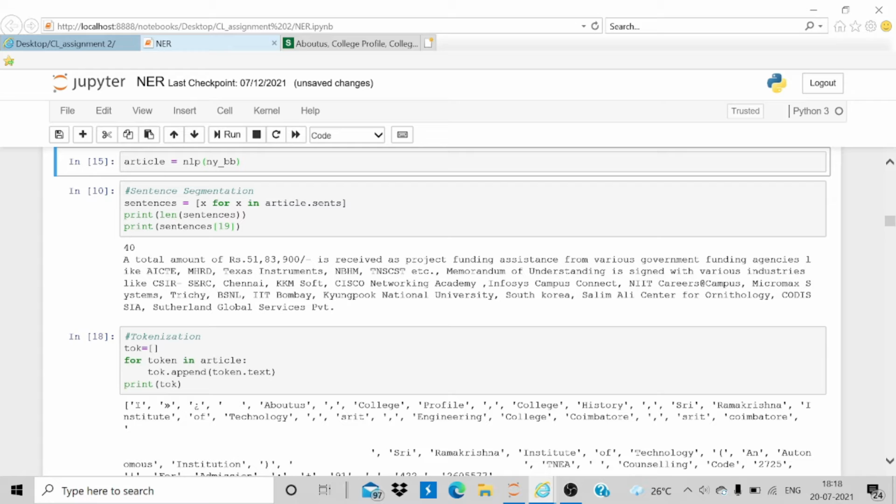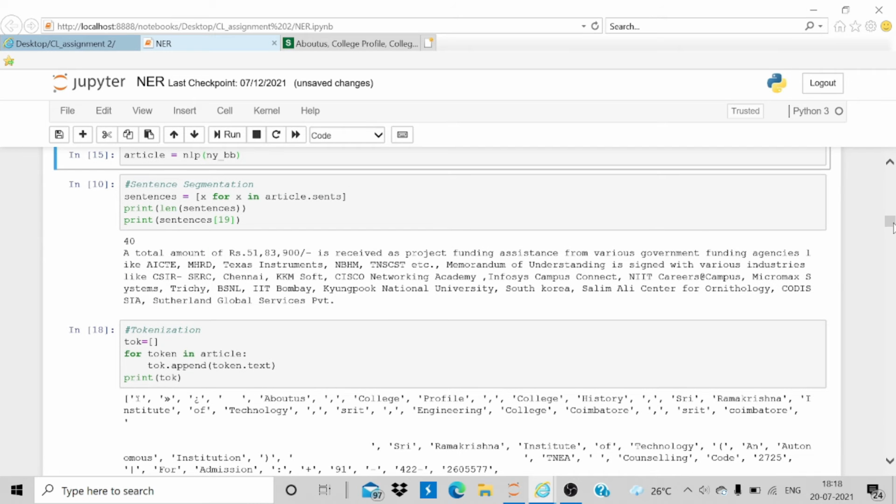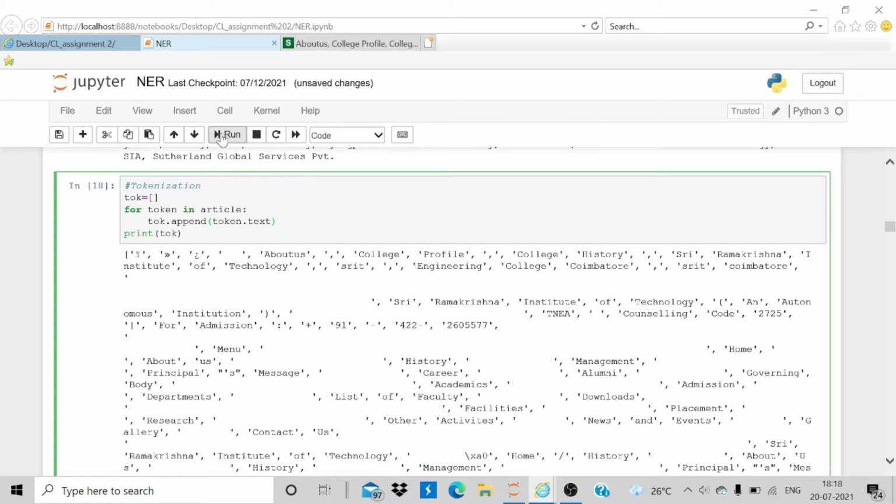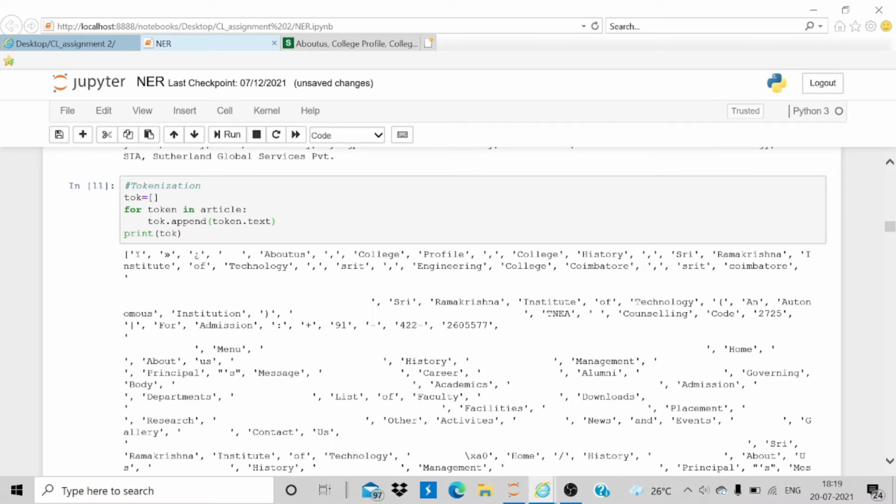our pipeline flow, the first step we have seen is sentence segmentation, and the next step is tokenization. In tokenization, from each sentence, the words will be separated. Okay, so each word will be separated. As you can see here in tokenization, each word is separated and listed here.